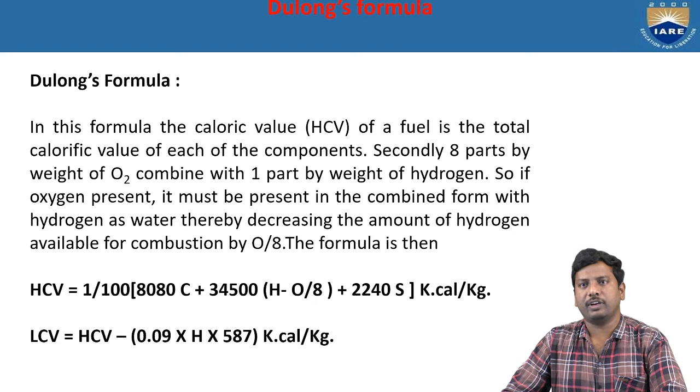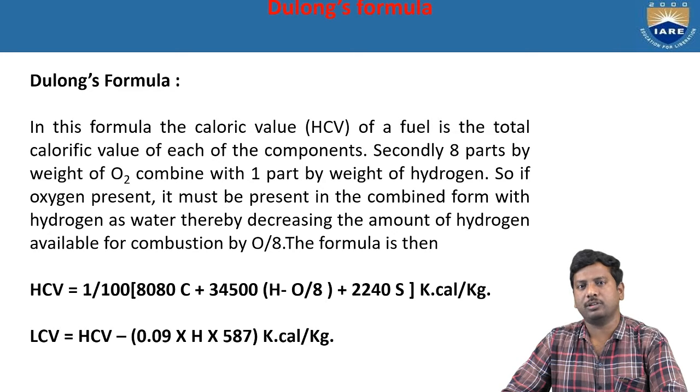Secondly, 8 parts by weight of oxygen combine with 1 part by weight of hydrogen. So if oxygen is also present, it must be present in combined form with hydrogen as water, thereby decreasing the amount of hydrogen available for combustion. That means we use oxygen divided by 8 parts. Finally, the formula is: higher calorific value equals 1 by 100 into 880 into percentage of carbon plus 34,500 into hydrogen minus oxygen by 8 plus 2,240 into sulfur.